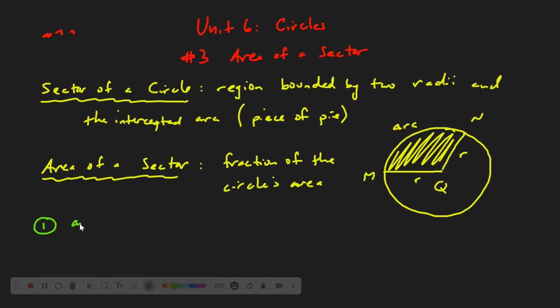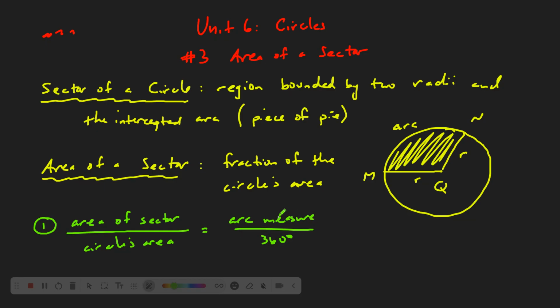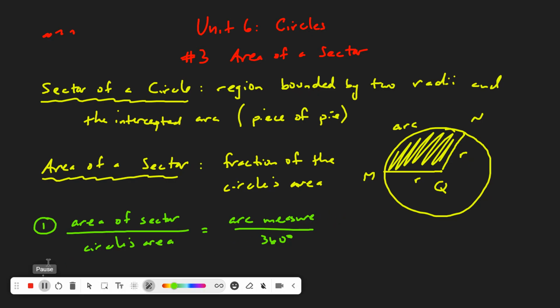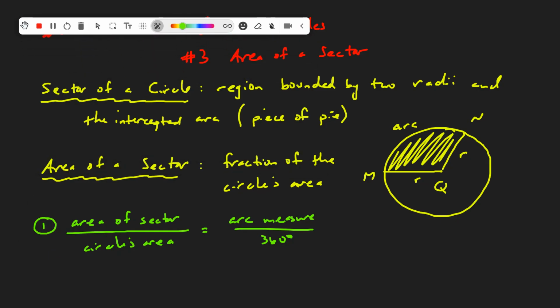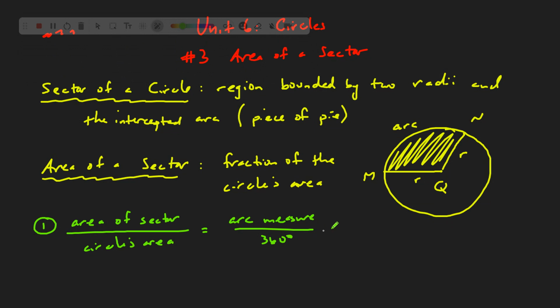So again, if you think of the area of the sector divided by the circle's area, that should be equal to the arc measure. So we're still doing that arc measure. That's the degrees out of 360, right? And again, this is the proportion way. I'll put the word proportion right here.